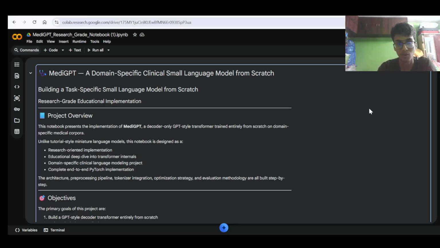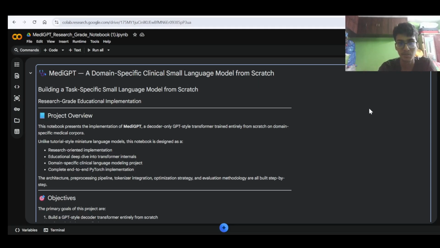Today, I am going to show you how I have made MediGPT, which is completely from scratch, using a dataset which consisted of about 50,000 medical documents altogether. And I will go through step by step so that you can understand each and every step in detail.